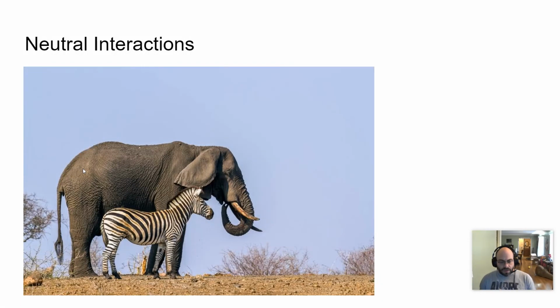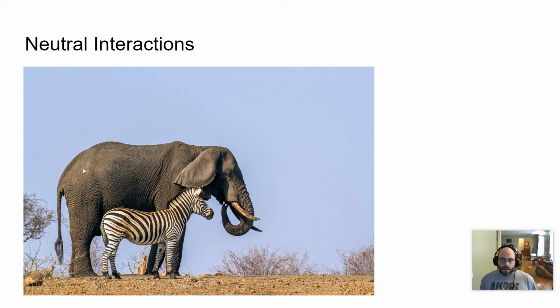There are lots of neutral interactions that happen in a community too. Here you see a zebra and an elephant just standing next to each other. They're not competing for resources. They're not negatively affecting one another. They're not positively affecting one another. They're just living in the same place. So we would call this a neutral interaction. And there are lots of neutral interactions in environments.